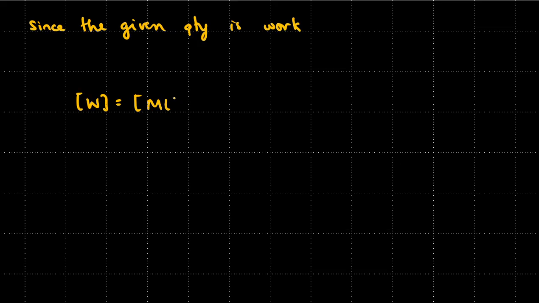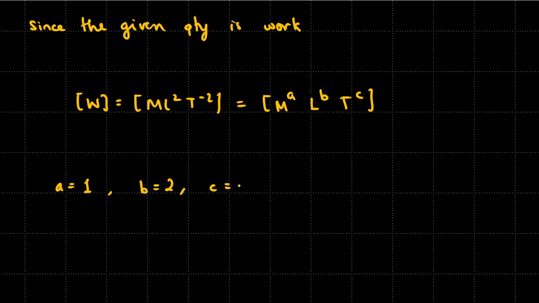Since the given quantity is work or energy, the dimension of work is M L squared T to the power minus 2, which we equate to M to the power a, L to the power b, T to the power c, so we are just comparing them. We have a equal to 1, b equal to 2, and c equal to minus 2. I think that's pretty simple, and we have the formula.